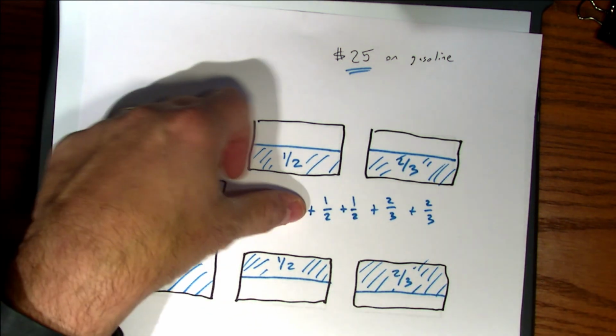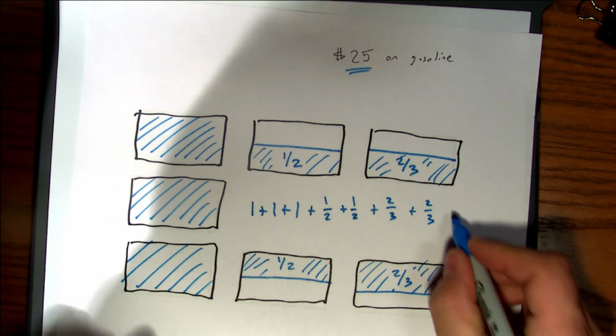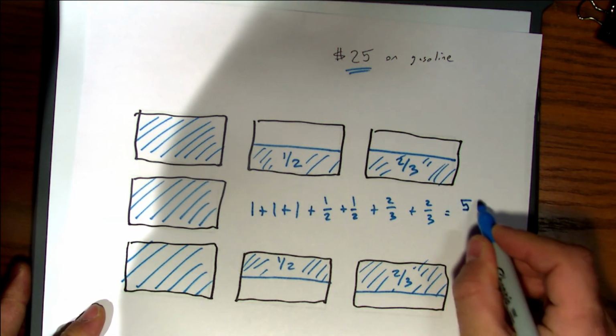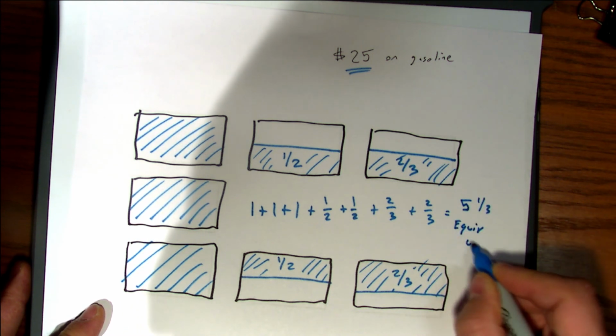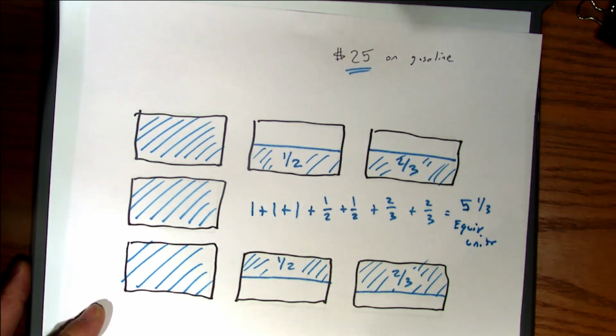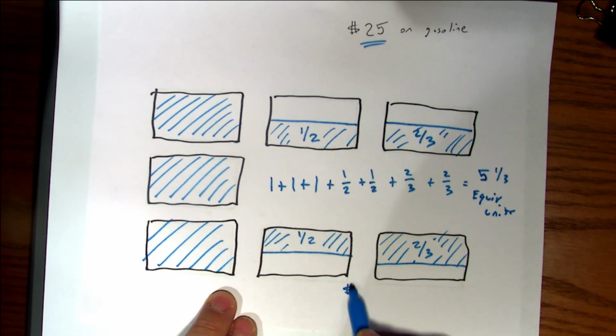Let me show you what you do. You're going to figure out the equivalent units. So what we have here is 1, 1, 1. That's 1 plus 1 plus 1, plus 1/2 plus 1/2, plus 2/3 plus 2/3. You with me? So let's figure out how many equivalent units that is. I think that's 5 1/3 equivalent units.